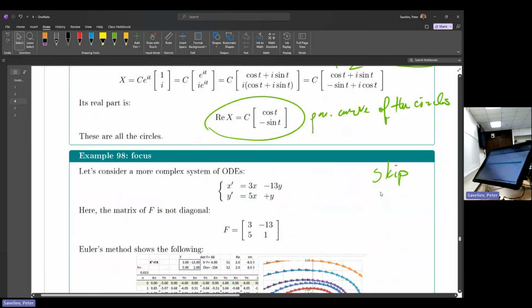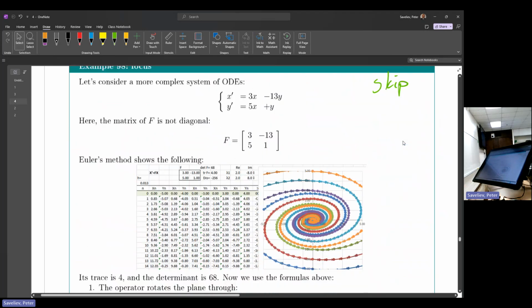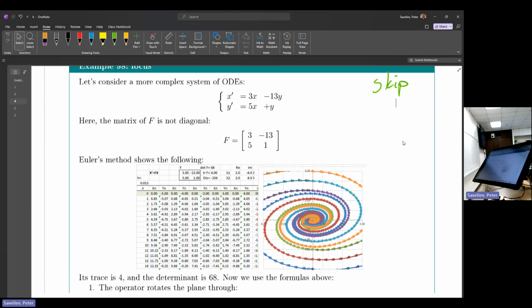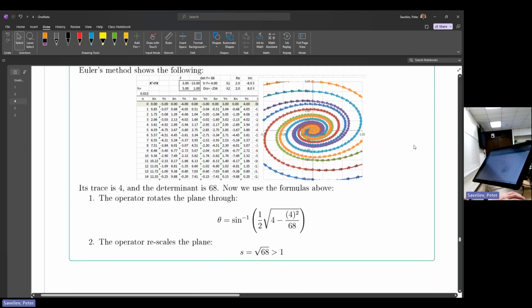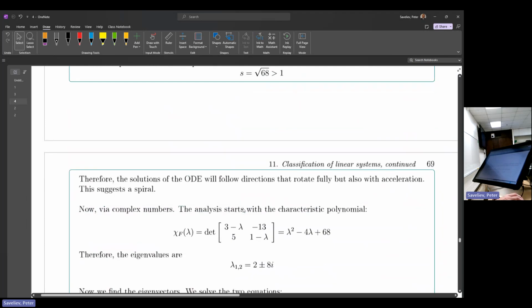So this is the vector. And that's what the Euler solutions look like. They don't come back, they definitely do not come back, and they spiral out away from the origin. Okay, so that's the differential equation at the top. This is the matrix. You can go through the algebra. This is my characteristic polynomial.